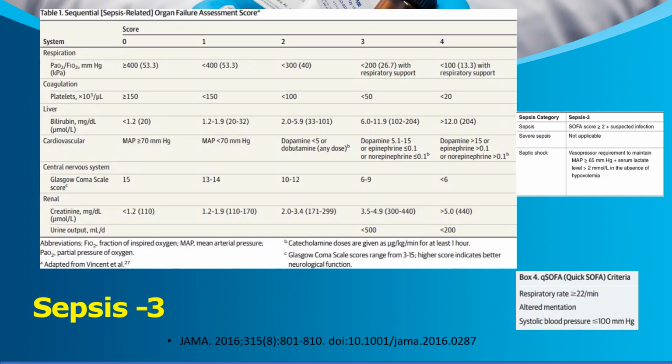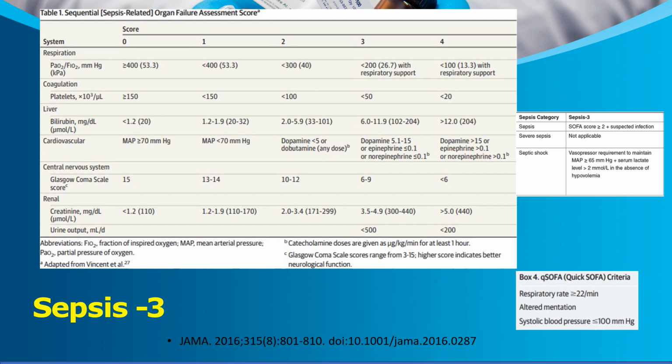Here we find the SOFA score. Scores of 0, 1, 2, 3, and 4 are present, wherein the parameters of the systems that contribute to the score are respiration, coagulation, liver, cardiovascular, nervous system, and renal function. So sepsis categories include sepsis or severe sepsis or septic shock. In sepsis we have a SOFA score of 2 or more plus infection. Severe sepsis is not applicable, whereas septic shock is a vasopressor requirement to maintain a mean arterial pressure of more than 65, plus serum lactate level more than 2 in the absence of hypovolemia.